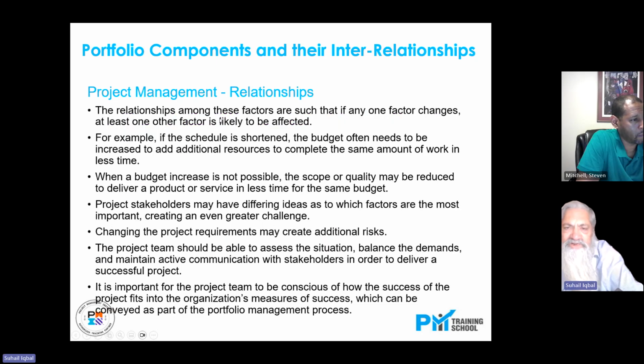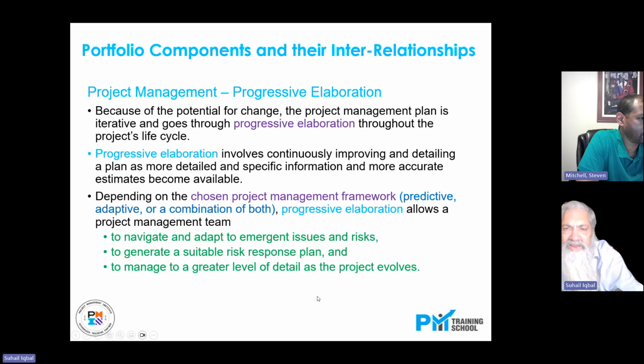Then the relationships among these factors are such that if any one factor changes, at least one other factor is likely to be affected. I think you remember from your previous experience, if scope changes, it may affect the cost, or the time, or the resources, or it may increase the risk. So all these various limitations, which we just referred to, may affect each other. Anyways, I would not like to go into the detail of all these things. Let us move ahead.